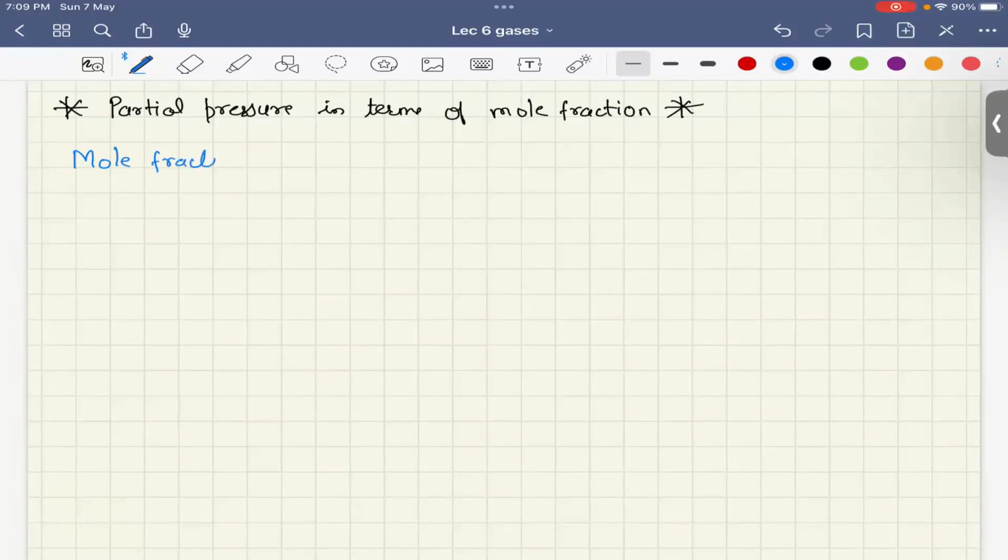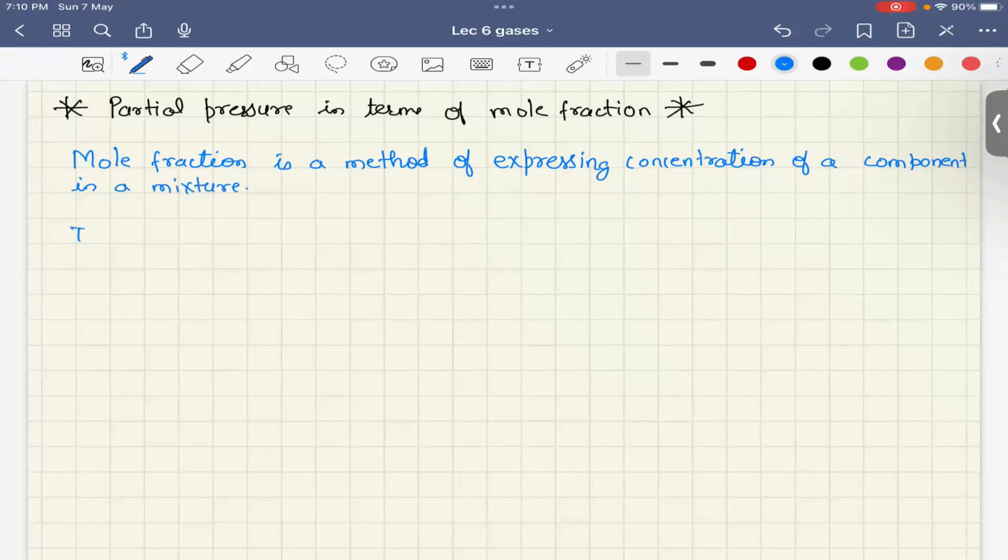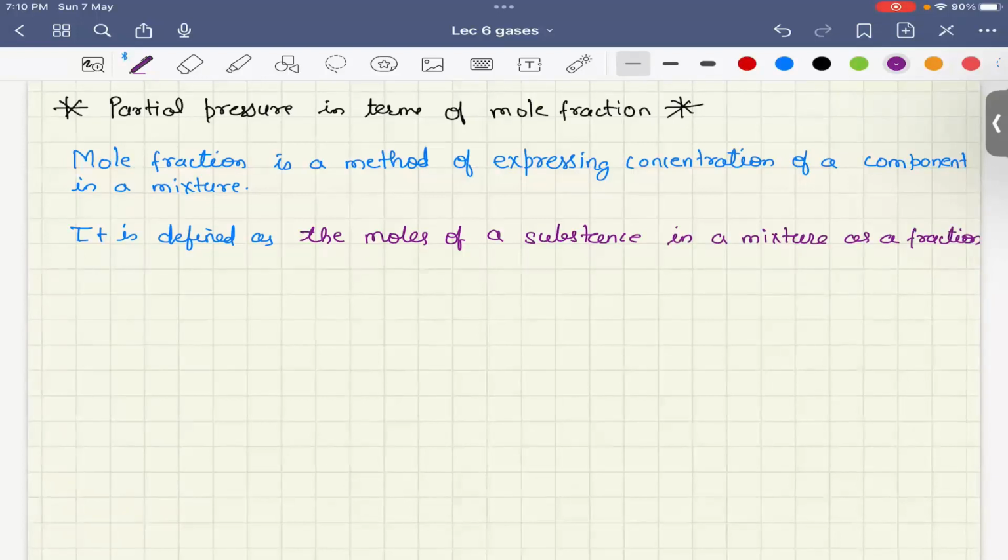So mole fraction is a method of expressing concentration of a component in a mixture. It is defined as the moles of a substance in a mixture as a fraction of total moles of all the substances.